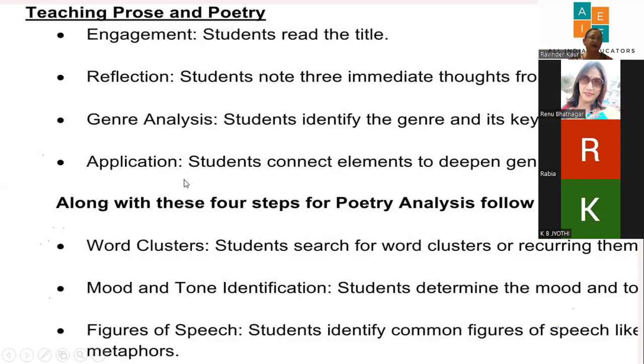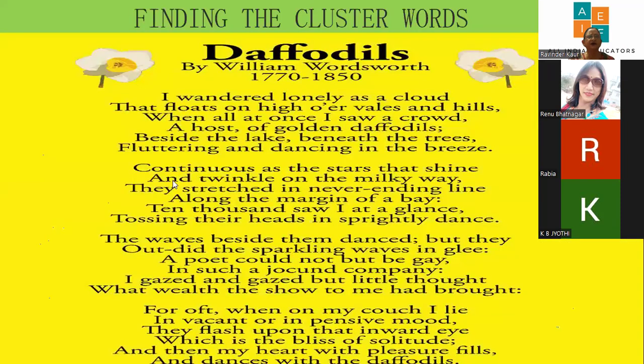Then let us see the application. Students connect elements to deepen genre understanding. And then along with these four steps of poetry analysis, follow these. So these are word clusters. This we have picked up right now, dear teachers. Students search for word clusters or recurring themes, mood and tone identification. Students determine the mood and tone. When we were reading this poem, should we go to the last slide? Yes. Please tell me what is the mood of the poet?